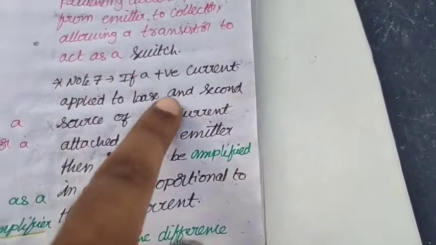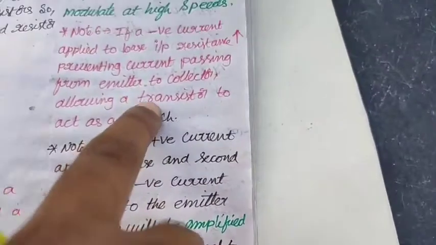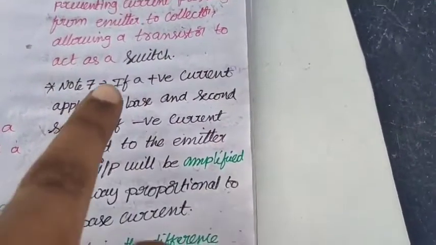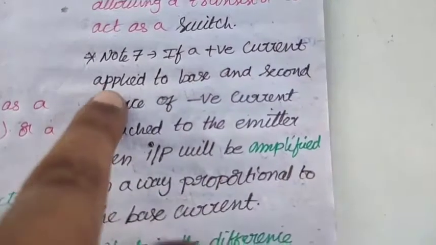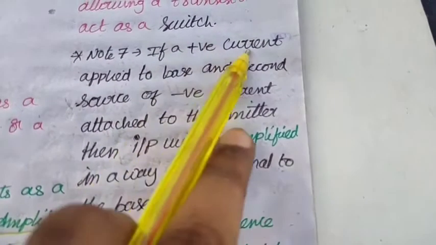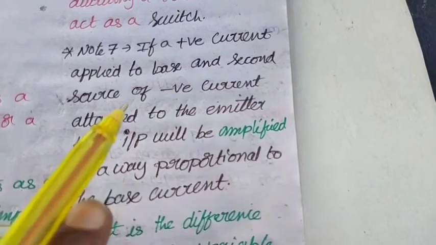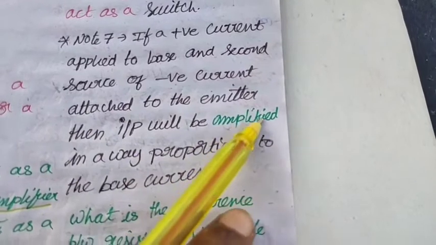Note point 7. Simply what I will tell is, to act as a switch we have to apply negative current, and to act as an amplifier we have to apply positive current. If a positive current is applied to the base and source at the negative terminal, it will act as an amplifier.